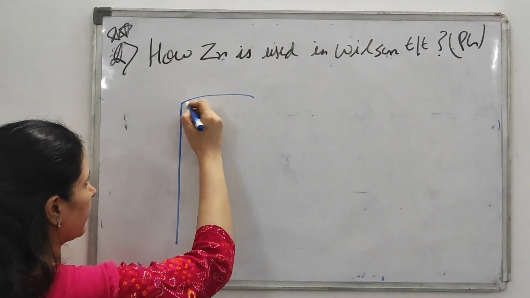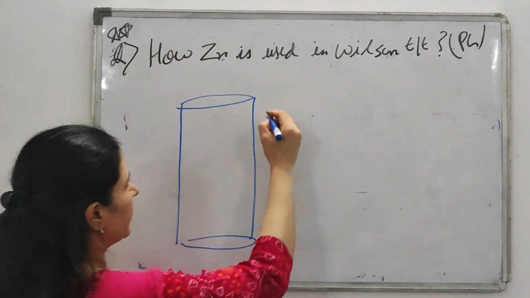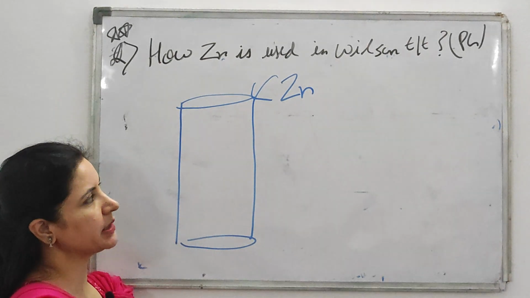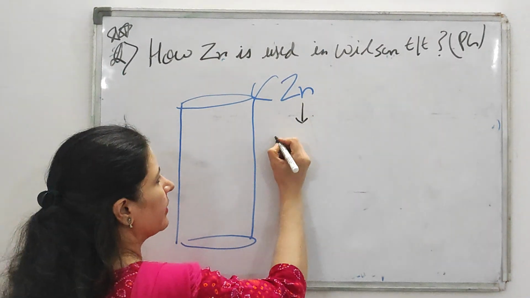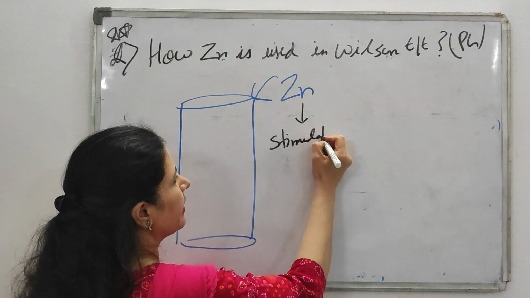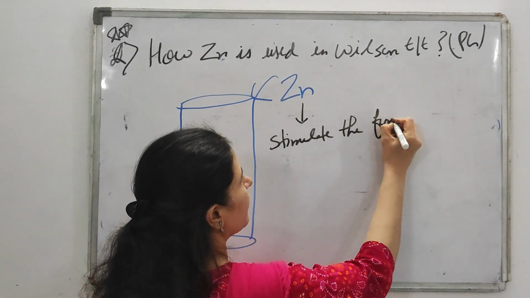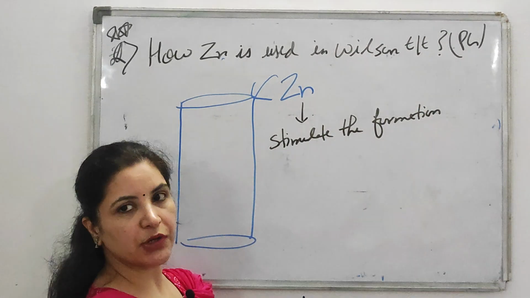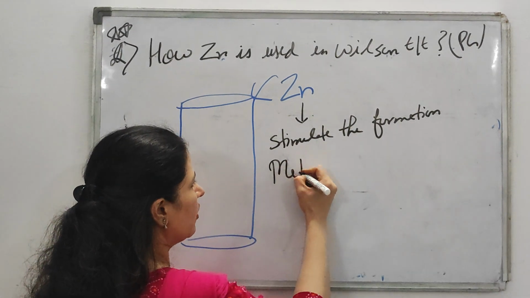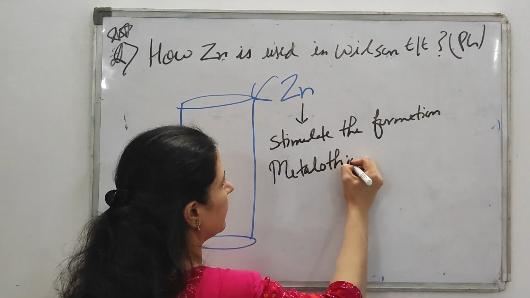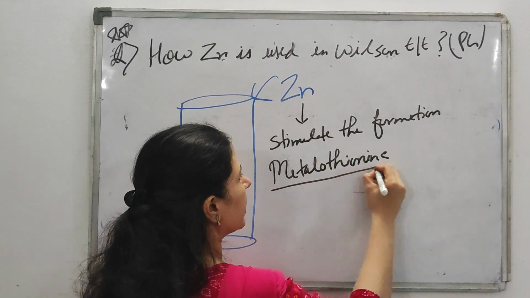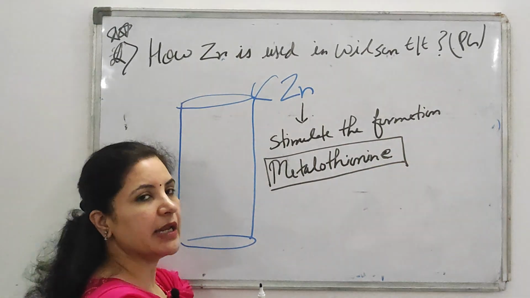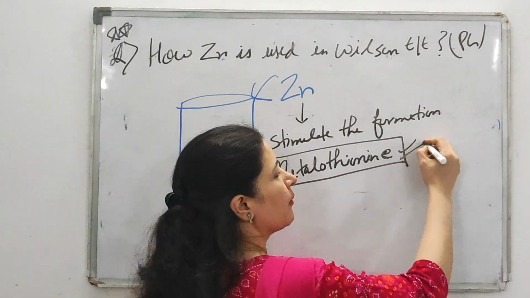This is your intestine, and you give the zinc to the patient. What is the role of this zinc? This zinc will stimulate the formation of one protein. When you give zinc, zinc will stimulate the formation of one protein, that is metallothionein. Remember the name. This zinc will stimulate the formation of this metallothionein protein.